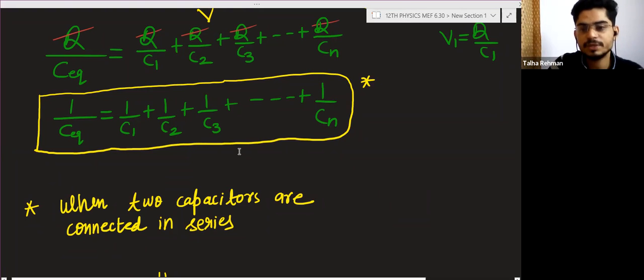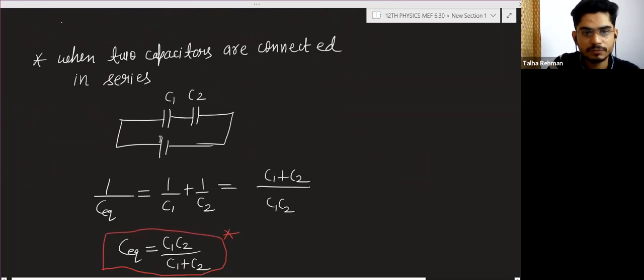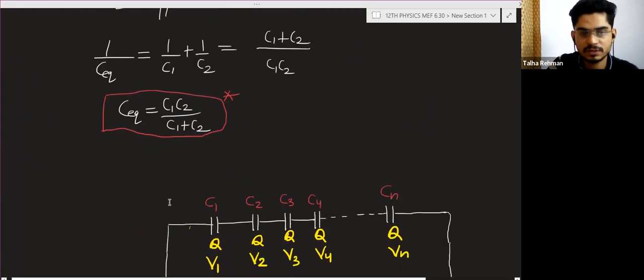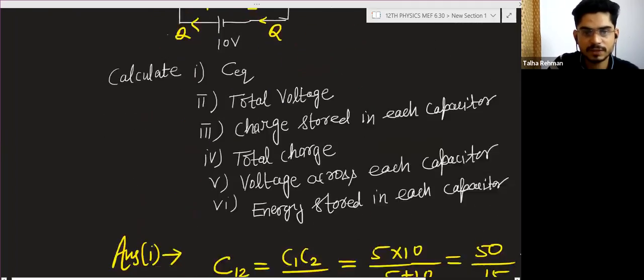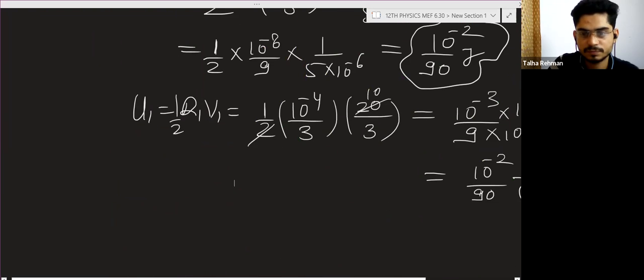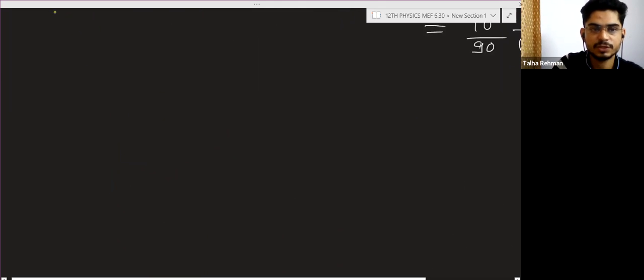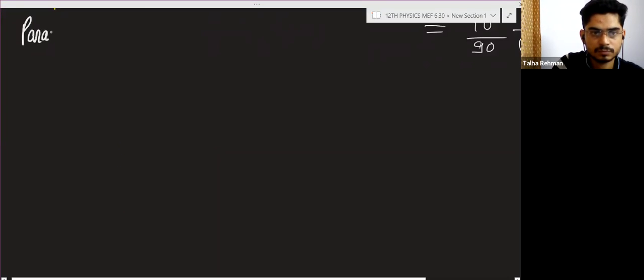Okay. In series combination, if you want to find the equivalent capacitance, then you have this formula. And I have told you, when two capacitors are connected in series, you should learn this. We will use these in the numericals, and we have calculated all the related things, and we have done one question also. And today we will discuss the parallel combination of capacitors. And I think this chapter will be finished today.